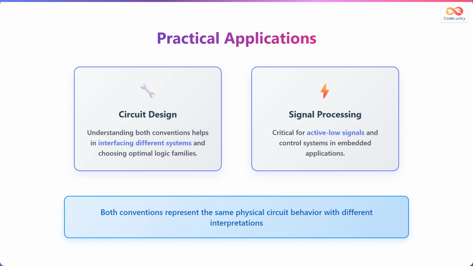Understanding positive and negative logic conventions has several practical applications. In circuit design, it aids in interfacing different systems and selecting optimal logic families for specific tasks. Also, it is critical in signal processing, particularly when dealing with active low signals and control systems commonly found in embedded applications. Both conventions merely represent the same physical circuit behavior, but through different interpretations. The choice depends on design needs and context.